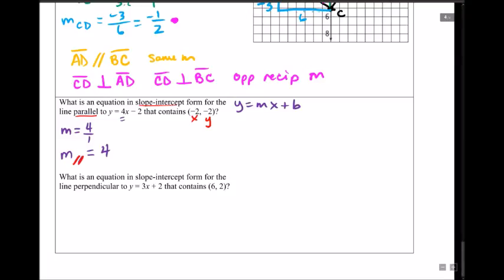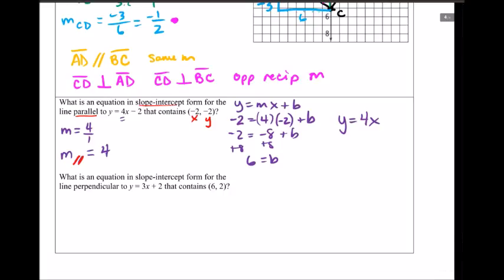So I am going to substitute in my y, my m, and my x to find my variable b. So I get negative 2 equals negative 8 plus b, add 8 to both sides, and we get b equals 6. So now I have an m. I know that y equals 4x. That is a line that's parallel to our given line. Any line that has a slope of 4 is parallel. This one in particular has a y-intercept of 6. All right, let's look at our next one.